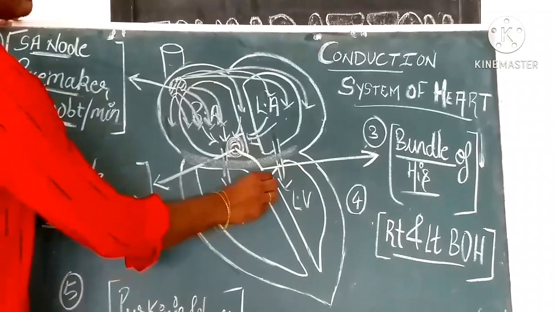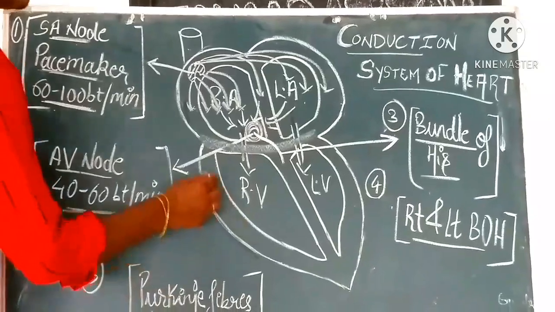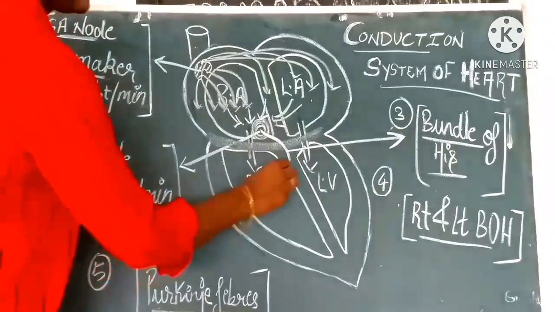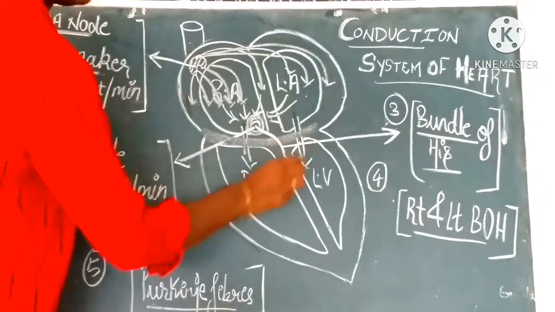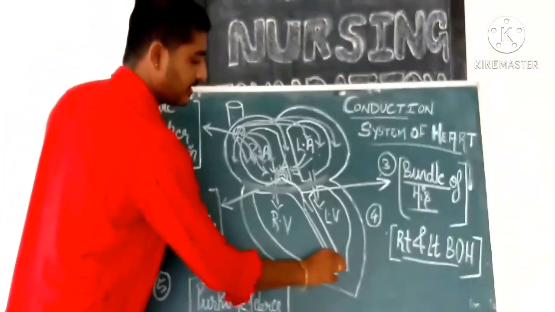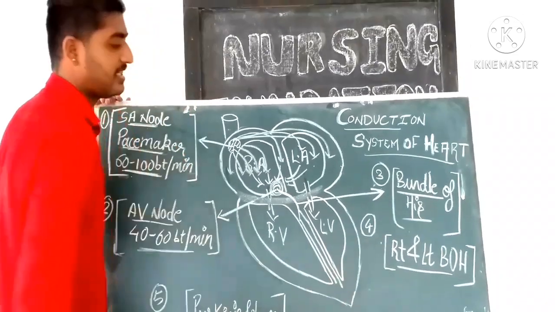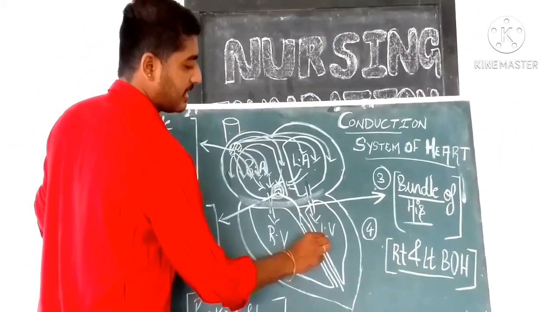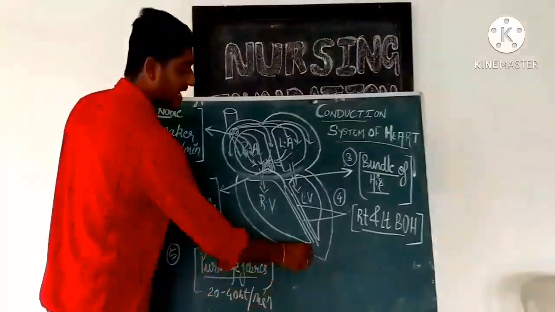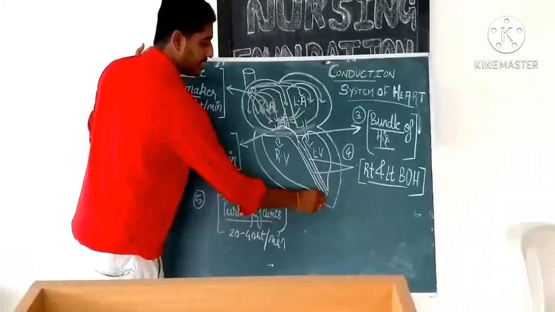Now this bundle of His, as the electrical impulse wants to reach both the ventricles, will be getting divided into two pathways, that is the right and the left pathway. Okay, and then it will be continuing further as right and left, and these are called as the right and the left bundle of His. Okay, so as they reach the bottom, they take a U-turn in this direction.